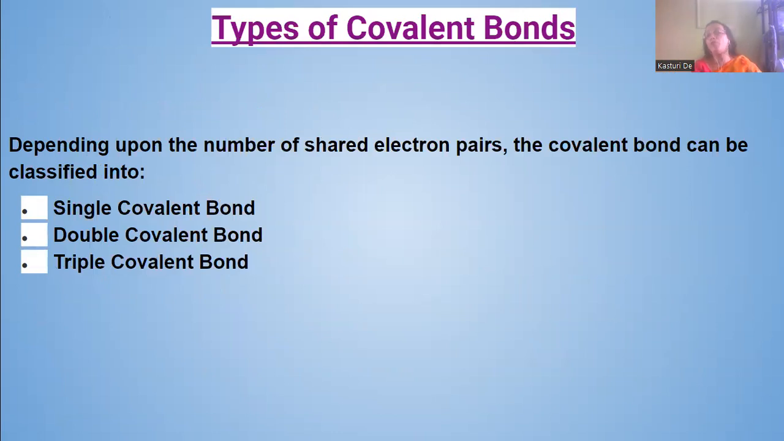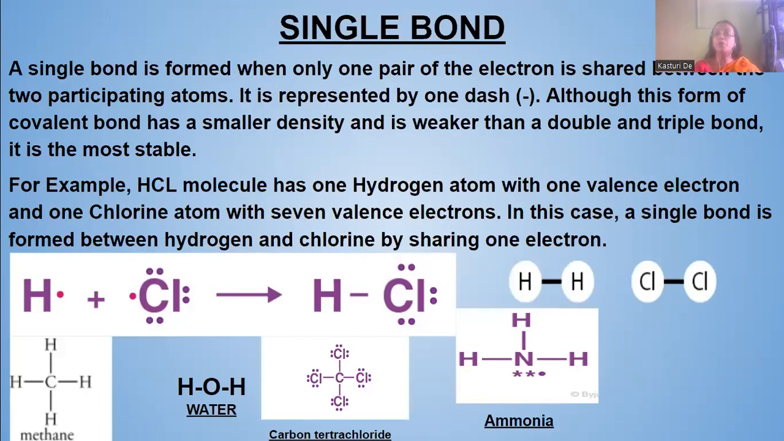Now, depending upon the number of shared pairs of electrons, how many electrons are shared, covalent bonds can be classified into single covalent, double covalent, and triple covalent. First we come to the single covalent bond. A single bond is formed when only one pair of electrons is shared between the two participating atoms. It is represented by one dash between the two atoms.